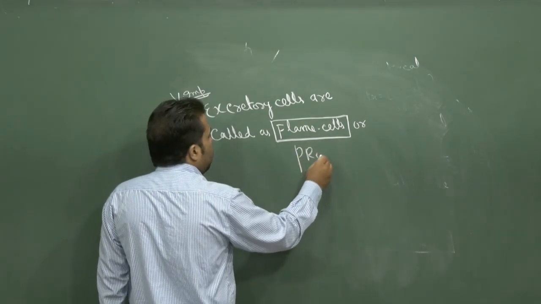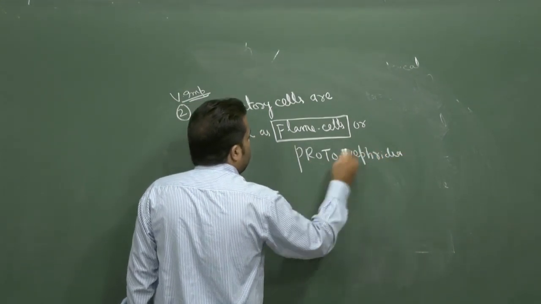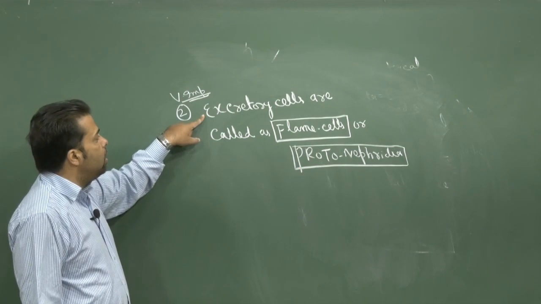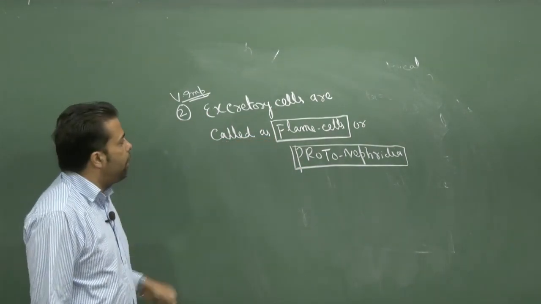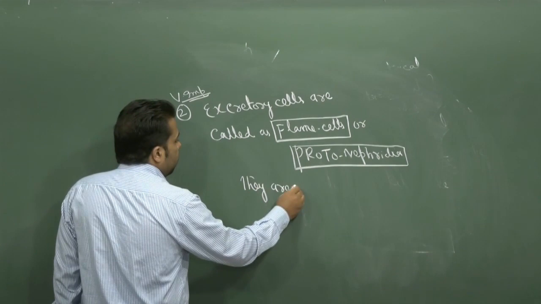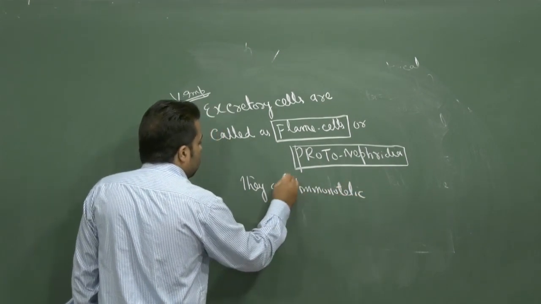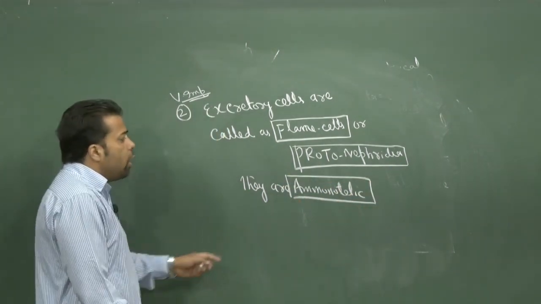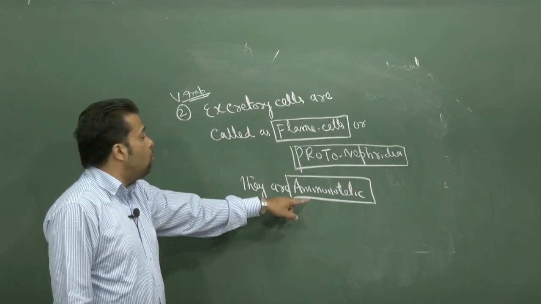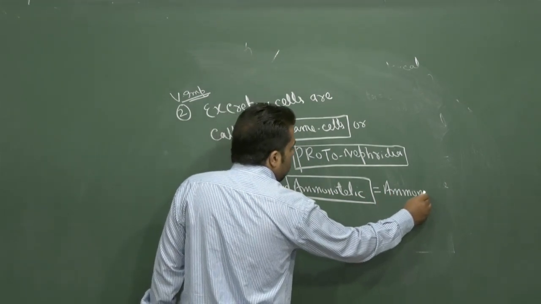They are called flame cells or protonephridia. So the excretory cells of Platyhelminthes are called flame cells or protonephridia, and they are ammonotelic. We are ureotelic, so our chief excretory product is urea, but they are what? Ammonotelic. The chief excretory product is ammonia.